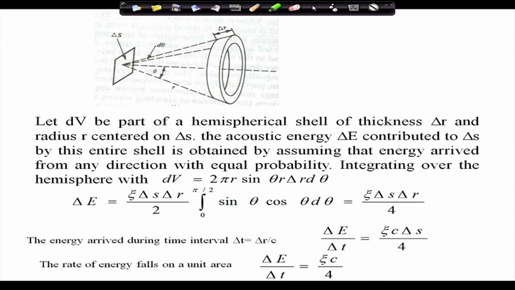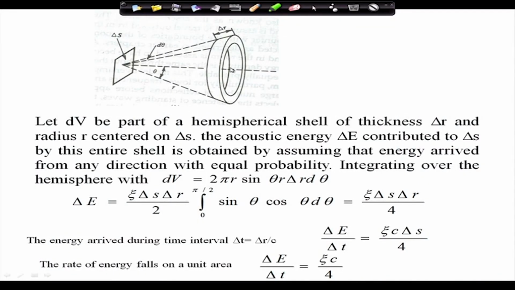Now, consider this picture. Let dV be a part of a hemispheric shell of thickness del r and radial distance r centered on S. So, this volume is a part of a hemispheric shell whose thickness is del r and whose radial distance is r from S. The acoustic energy del E contributed to del S by this entire shell is obtained by assuming that energy arrives from any direction with equal probability. That means if one ball strikes, the next ball comes from a lower direction and strikes. So, in different directions, different sound energy packets strike the surface del S. That is the hemispheric shell arriving at del S.